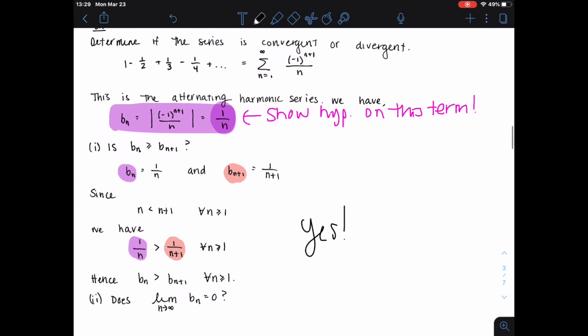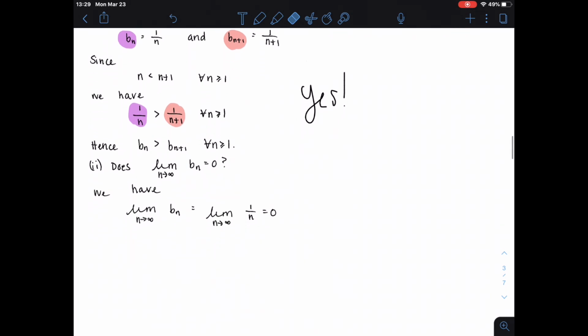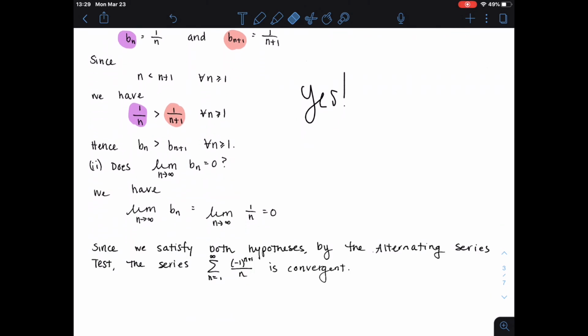Second hypothesis we need is, does that limit go to 0? And this is really nice and simple. When you take the limit as n goes to infinity of Bn, so the limit as n goes to infinity of 1 over n, that's definitely equal to 0. So we satisfy both hypotheses. So what we can say is, by the alternating series test, the sum from n equals 1 to infinity of -1 to the n plus 1 over n is convergent.